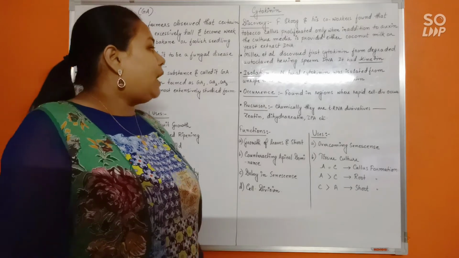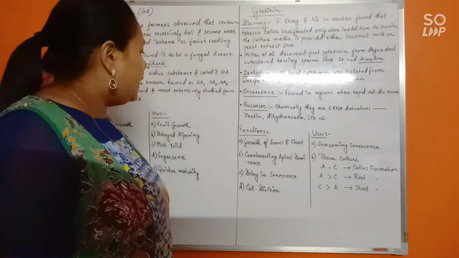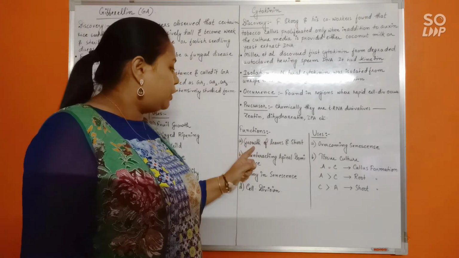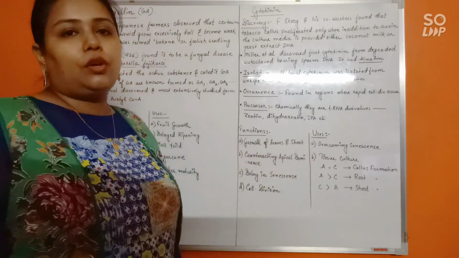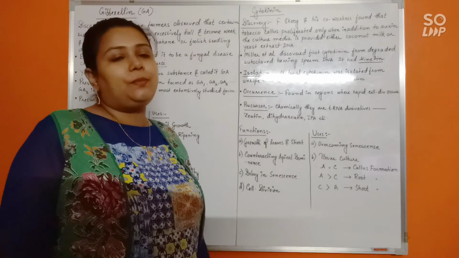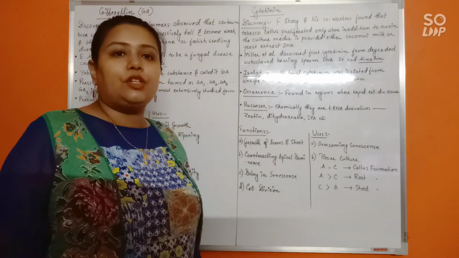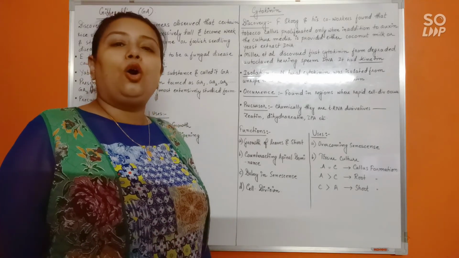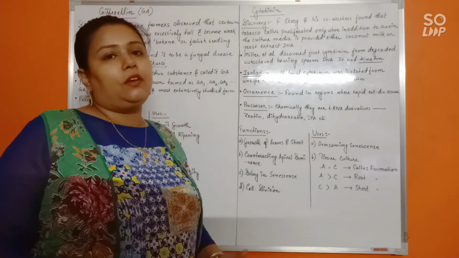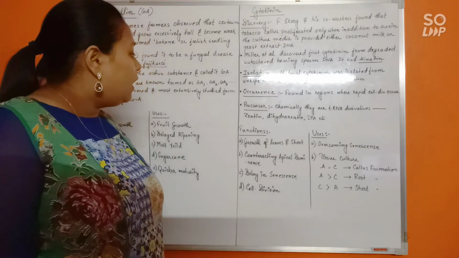Now, moving to the functions of cytokinin. The first function is growth of leaves and shoot. Cytokinin promotes the growth of leaf and growth of shoot. It is basically going to allow cell division. So overall, it is going to have a positive impact on the overall growth and development of the plant body.